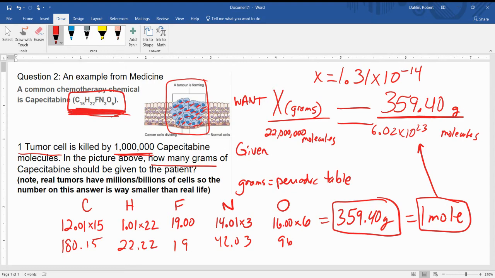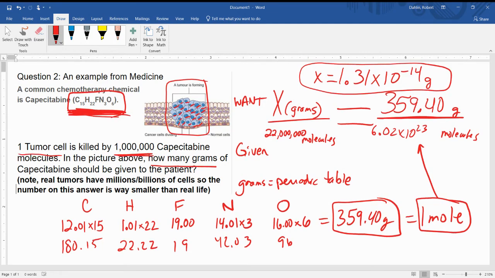Now, why does that number make sense? This is going to be grams. Why is it a negative power of 10? Well, compare these two numbers here. 22 million is a big number, but not compared to 6.02 times 10 to the 23rd, which means our answer on this side is also going to be really tiny compared to 359.41. Okay, it's just a ratio. 359.41 divided by 6.02 times 10 to the 23rd. If you did that on your calculator, you get a number.